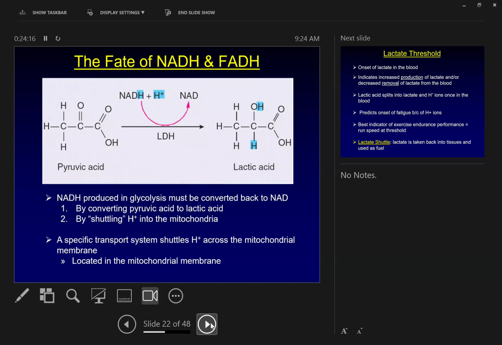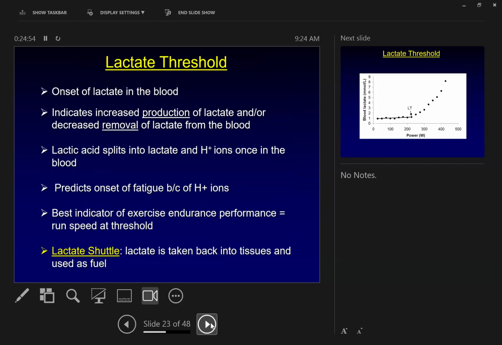The other possibility, if you're not making lactic acid, is that the hydrogens on these NADH molecules get shuttled into the mitochondria, and you can use them then in the electron transport chain to actually make some energy. There's a specific shuttle system across the membrane of the mitochondria that does this. We're not going to talk about what it's called or really how it works very much, but I just want to present it as this is a thing that happens. Okay. Those electrons are going to one place or another. Okay.